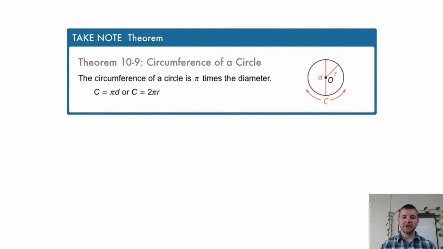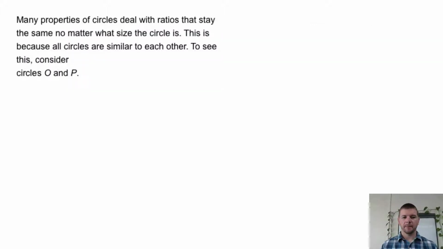Take note, Theorem 10.9, the circumference of a circle. The circumference of a circle is pi times the diameter. The formula C equals pi D can be used, as can the formula C equals 2 pi times r, where r represents the radius. Many properties of circles deal with ratios that stay the same no matter what size the circle is. This is because all circles are similar to each other.